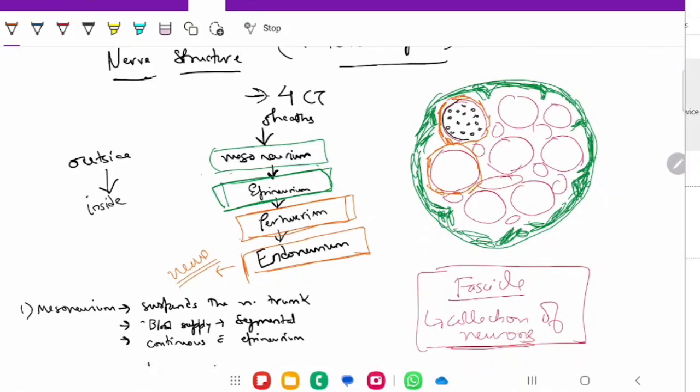So what are the four layers? The foremost is mesoneurium. Inside mesoneurium is epineurium. Inside epineurium is perineurium, and inside perineurium is endoneurium, which covers the nerve fibers, which we have just studied in the cyton structure right now.